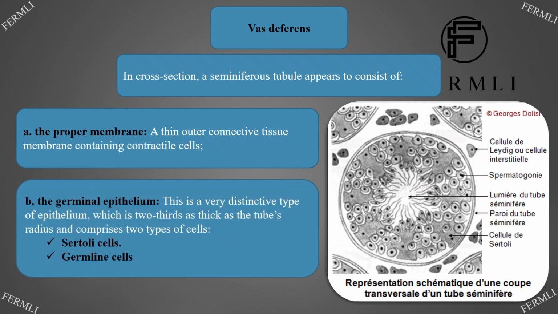B, the germinal epithelium. This is a very distinctive type of epithelium, which is 2/3 as thick as the tube's radius and comprises two types of cells: Sertoli cells and germline cells.